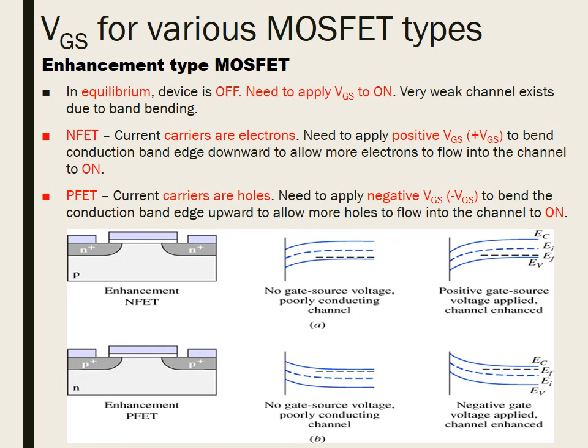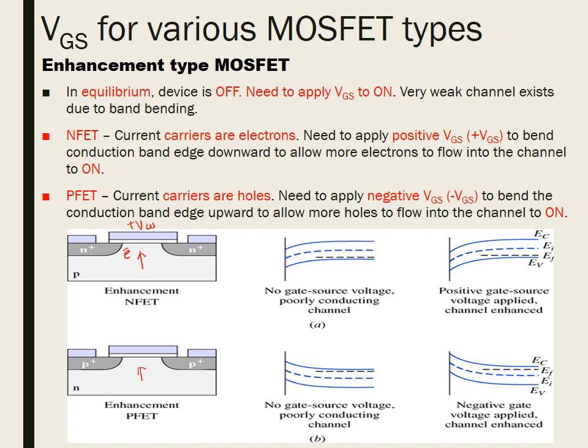Since we know that the gate voltage VGS is important to form the channel, here I'm going to introduce the VGS for various MOSFET types. For the enhancement type MOSFET, in equilibrium, the device is off. We need to apply VGS to turn the device on. At equilibrium, a very weak channel exists due to band bending. For NMOSFET, the current carriers are electrons. We need to apply positive VGS to bend the conduction band edge downward, to allow more electrons to flow into the channel to turn it on.